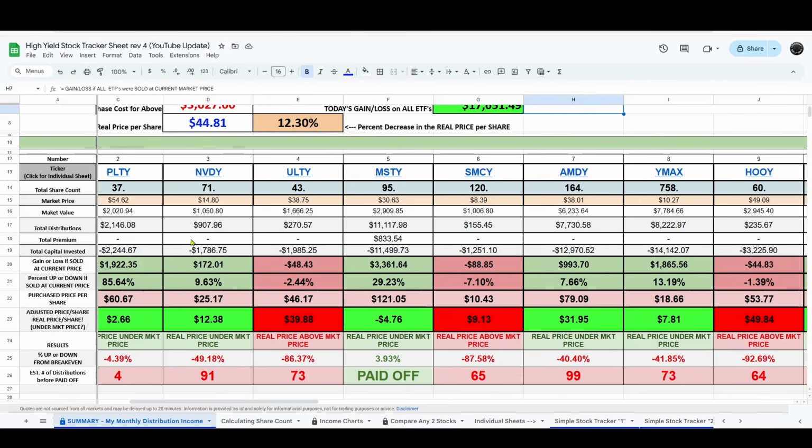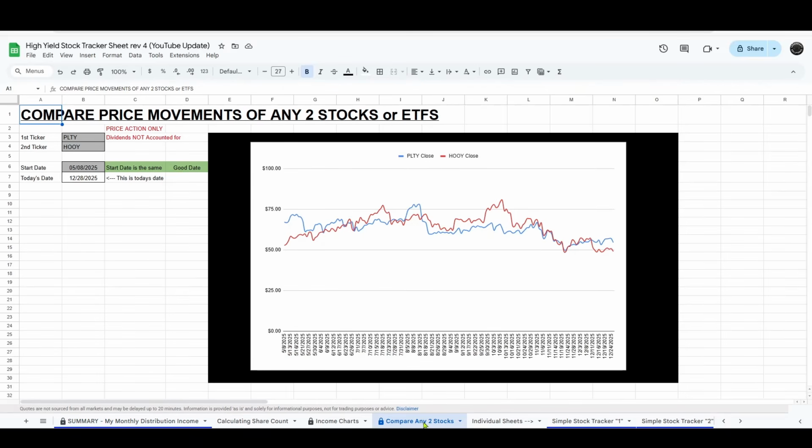So again, if you're interested in trying out this spreadsheet, it's got a lot of nice little perks. I've showed you the individual sheets, and I've showed you this summary page. Along with, there is a way that you can compare just the prices. Now, it does not take into account any distributions or dividends. This is just the price movement of two stocks or ETFs, and you can punch in those stock ticker symbols, and then you punch in your start date that you want to start from, and it will graph out those for you, and it's just a visual to see the difference between two tickers. So this is just for fun.